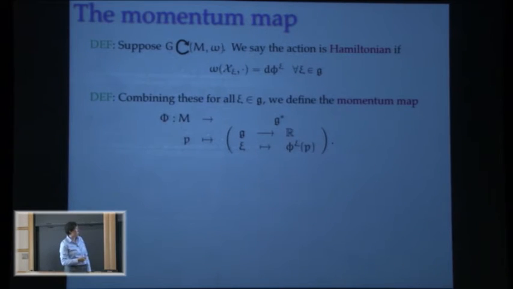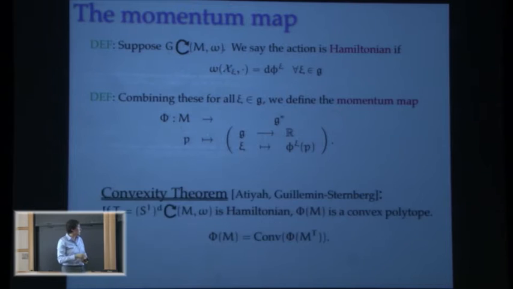So the map just is a map from M to the dual of the Lie algebra that takes a point to the real-valued function, take a Lie algebra element. Remember, that gives you a function on the whole manifold. Evaluate it at your point P. Okay, so we have some map. It's a map whose properties we want to investigate.